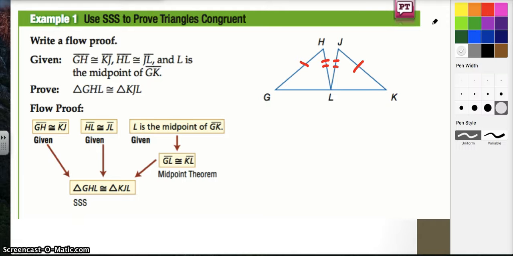So with that in mind, we get the fact that these guys are congruent, right? Which is what we were looking for. And then we can use SSS to bring it home. Let's take a look at another example.